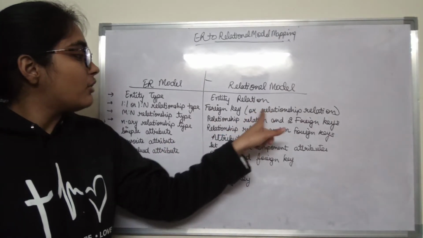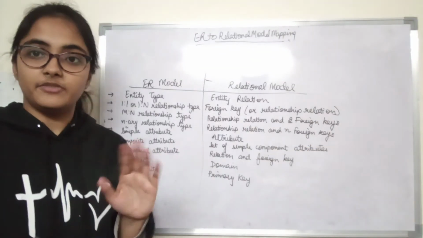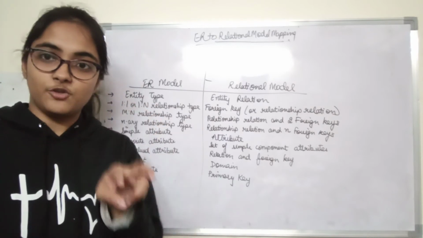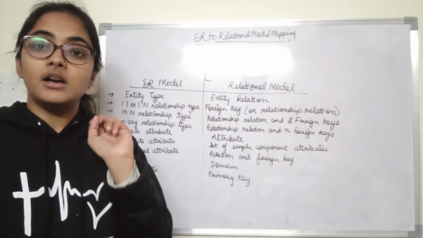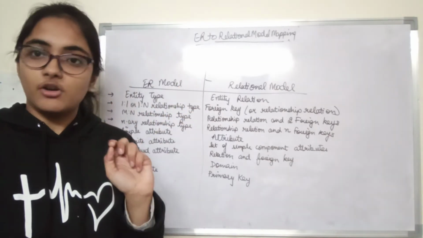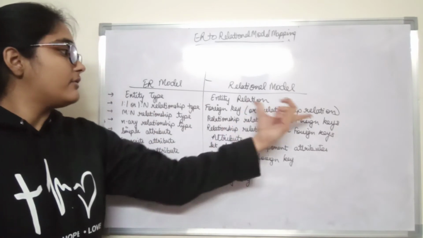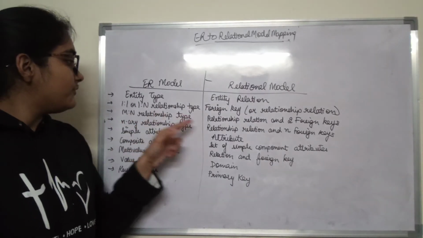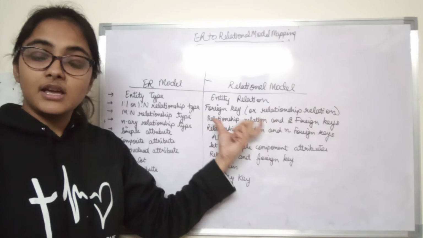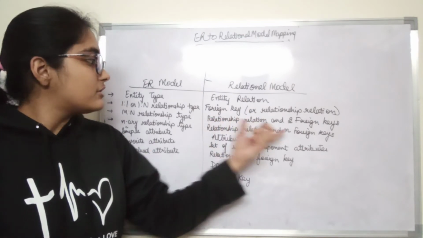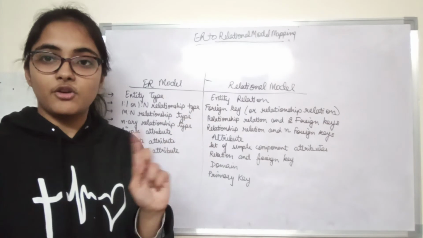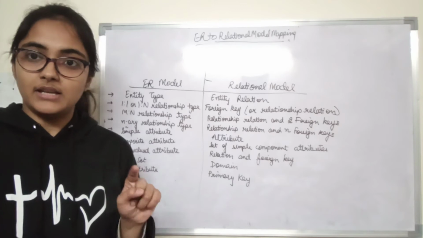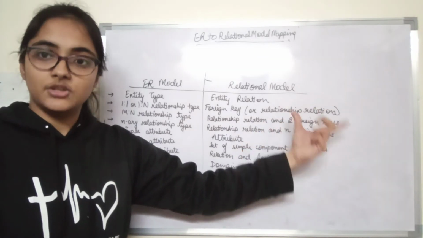Or we can also go with the relationship relation approach. We can create a separate relation and include the primary keys of both relations as foreign keys in this particular relation. That is, we create a new relation out of it. For an M:n relationship type, we create a relationship relation, a new relation, and there are 2 foreign keys. Which are the foreign keys? They are nothing but the primary keys of the relations corresponding to the 2 participating entity types, included as foreign keys in this new relation, right?